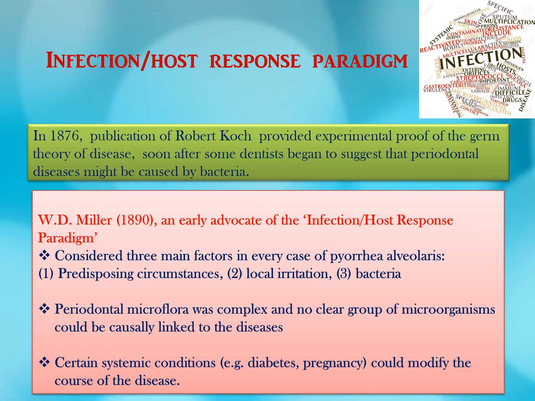He considered three main factors in every case of pyorrhea alveolaris: predisposing circumstances, local irritation, and bacteria. He advocated that periodontal microflora was complex and no clear group of microorganisms could be causally linked to the diseases. He also advocated that certain systemic conditions such as diabetes and pregnancy could modify the course of the disease.